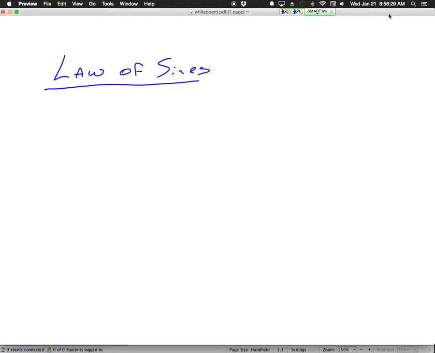Now, law of sines. There are two types of information they're going to give you if you're going to be able to use law of sines. The first type is they're going to give me two angles and one side. That's the scenario we're going to be dealing with today. They're going to give me two angles and one side of a triangle. We're going to find the missing angle and the two sides.